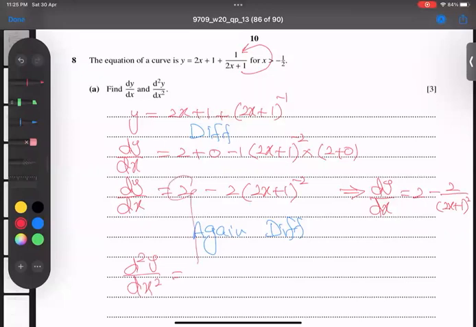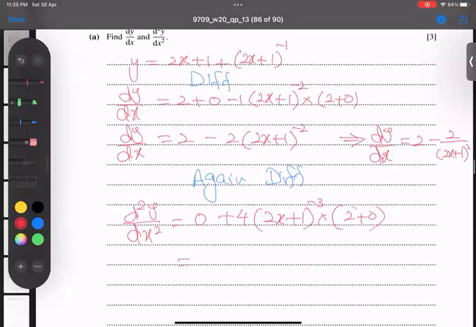Differentiation of 2 becomes 0 because a constant is always 0. And -2 goes down. -2 into -2 becomes +4. And the power becomes 1 less, becoming -3 times the derivative of the base, 2, plus 0. It gives 0, sorry. Point is very clear. And ultimately, 2 into 4, I get 8.